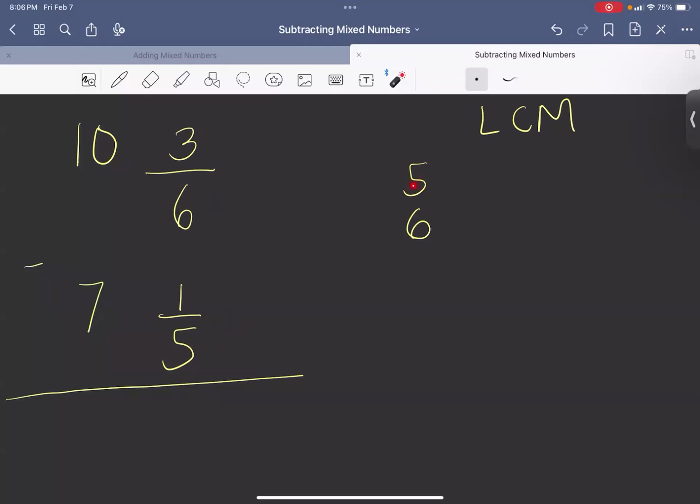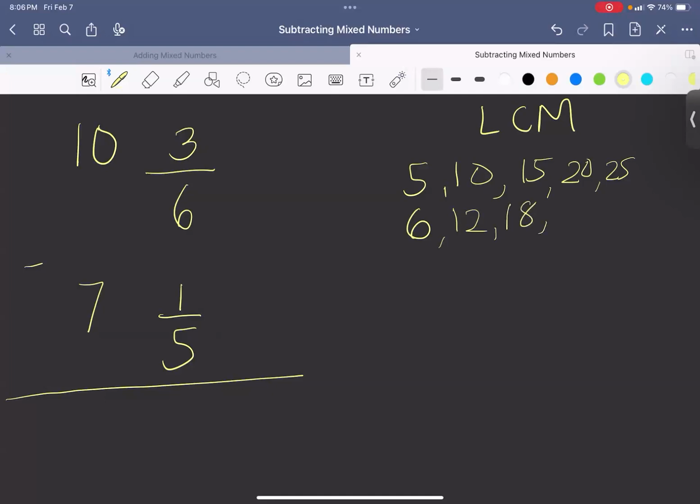So 5 times 1 is 5, 5 times 2 is 10, 5 times 3 is 15, 5 times 4 is 20, 5 times 5 is 25. So I have 5 multiples. Let me do the next 5 multiples of 6. So 6, 12, 18, 6 times 4 is 24, 6 times 5 is 30.